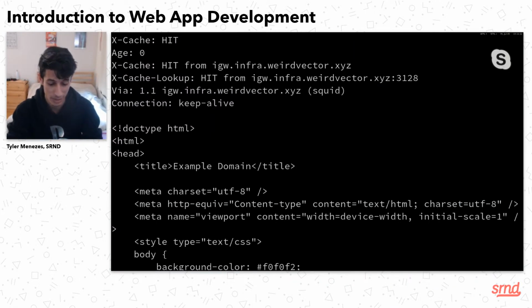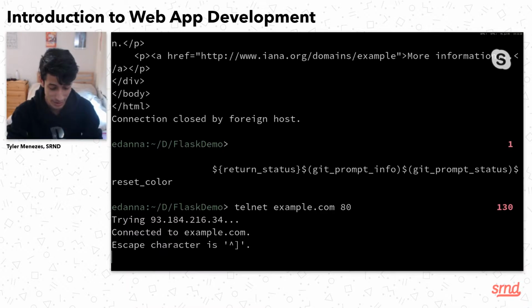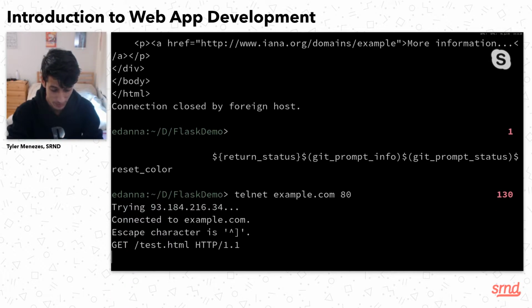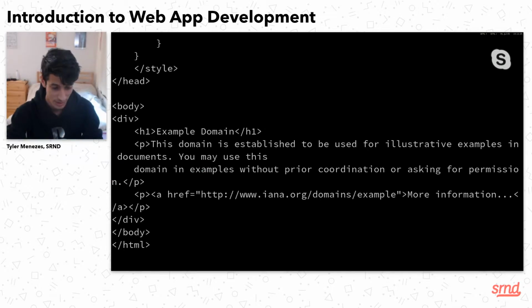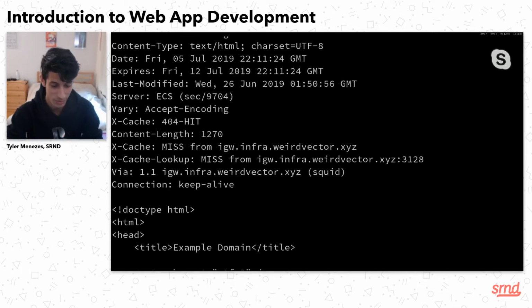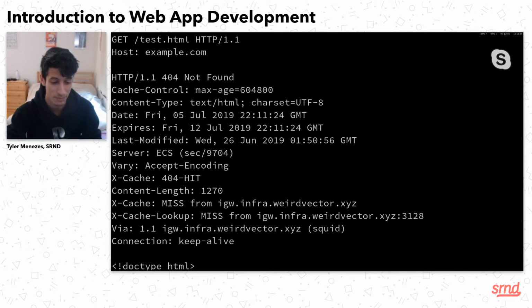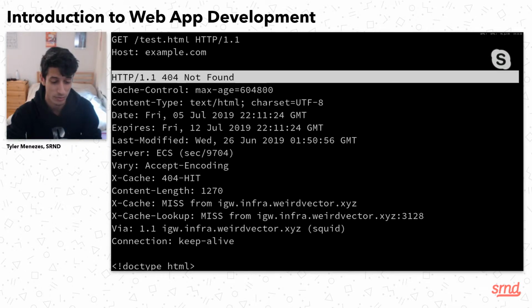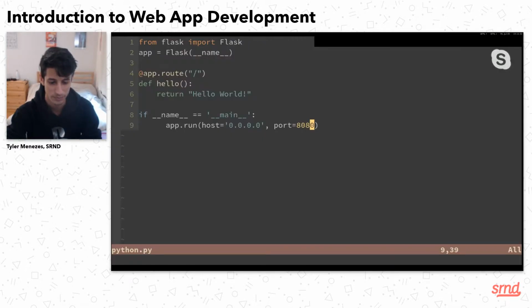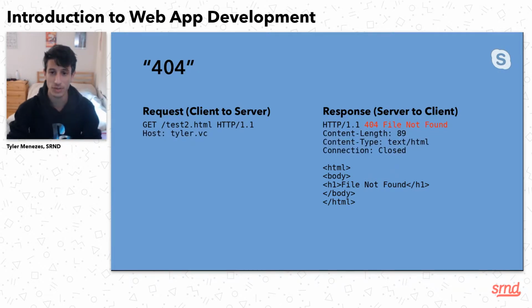If I were to go back here and run that telnet again, GET /test.html, HTTP/1.1, Host: example.com. Actually, it doesn't return a 404, which is kind of funny. Oh, no, it does. OK, here we go. Yeah, HTTP/1.1 404 file not found. Super, super neat. So we can just type this text ourselves.